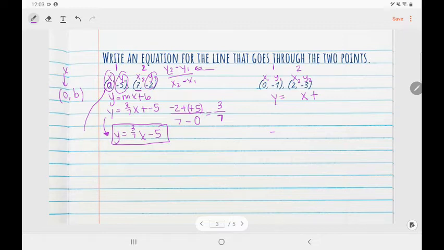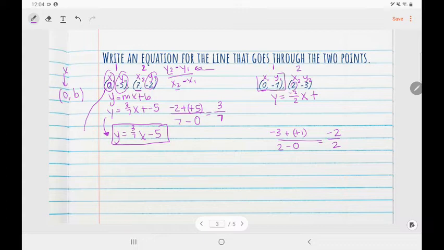y2 is negative 3. I get to go back to my formula, minus y1. So minus a negative 1 divided by x2 matches to 2 in my example, minus x1, which is 0. So 0. I'm going to simplify. Minus a negative means I add. Negative 3 plus 1 simplifies to negative 2. 2 minus 0 is 2. So what's my slope? Negative 2 over 2x plus, what is my y-intercept?